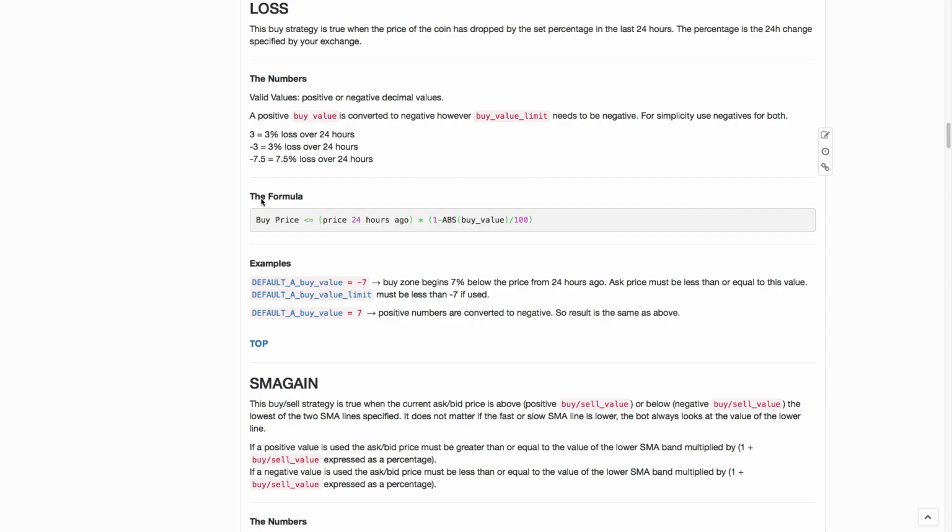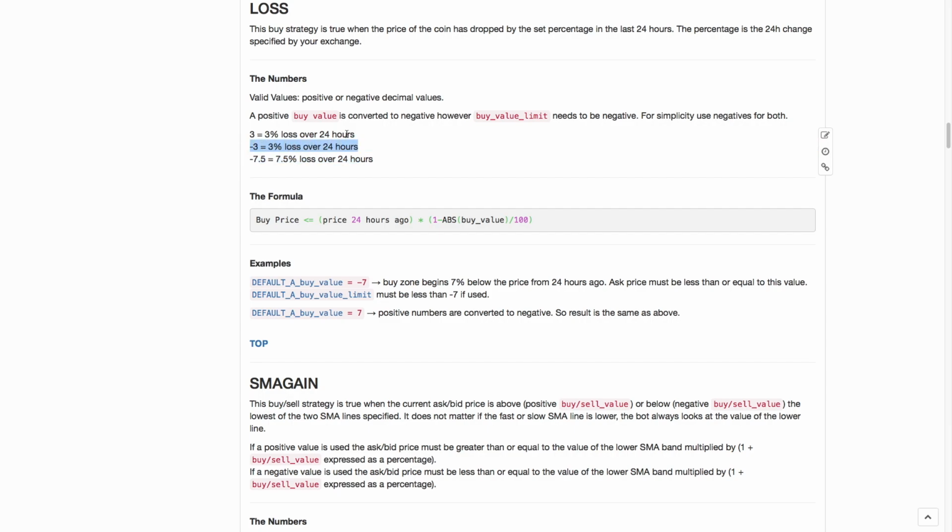So let's just go through the description real quick. The valid values for your buy value are either a positive or negative decimal value. Now, if you use a positive buy value, it's going to convert to a negative, but the buy value limit must be negative for this. It will not automatically convert it. So just for simplicity's sake, it's recommended to use negative values for both the buy value and the buy value limit. You'll notice in the examples given here, if you use a positive, it's still going to convert that to a 3% loss, as you would with the negative 3.